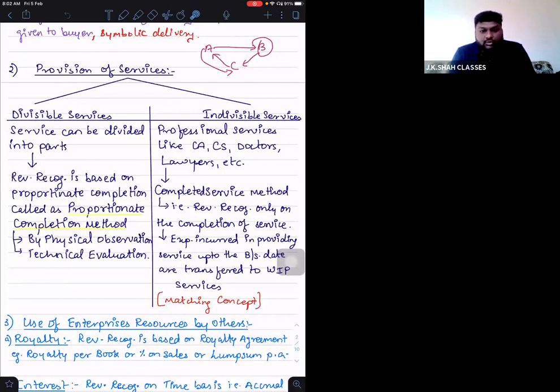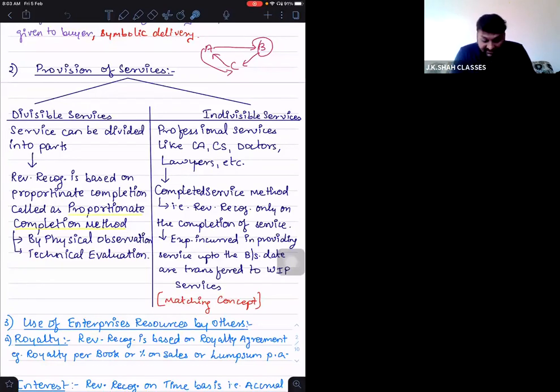Completed service method means you should be recognizing the revenue only when the service is completed. So technically an auditor will record the audit fees only when the auditing services are completed. When I submit the statutory audit report, after that I can record the revenue. But sir, here comes the biggest problem of the matching concept. And here we are going to learn the WIP of services concept.